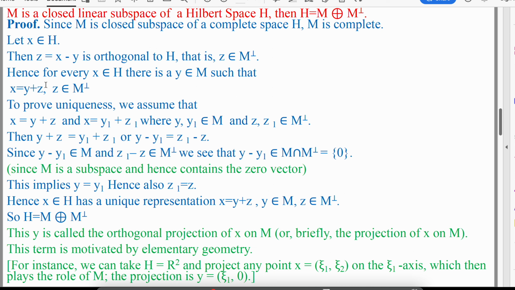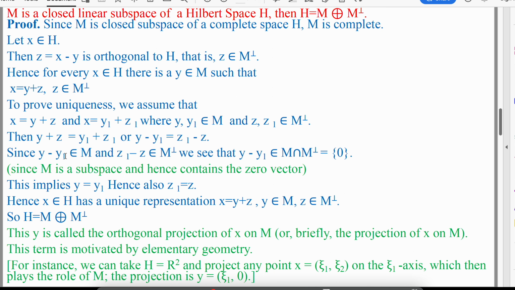Now we will show that this representation is unique. Suppose this representation is not unique, and x is equal to y plus z, also x is equal to y1 plus z1. Here y and y1 are elements of M, and z and z1 are elements of its orthogonal complement. Because x is equal to y plus z and x is equal to y1 plus z1, it means y plus z is equal to y1 plus z1. If we shift y1 to this side and z to this side, then y minus y1 is equal to z1 minus z.